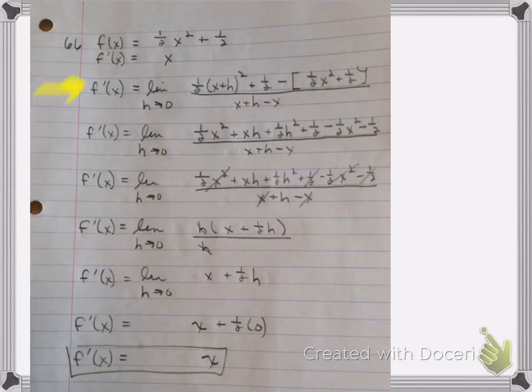Here is my first problem. I've written it out like this for you. So you can see I've got work to do. I have to FOIL this. I have to distribute in here. So that's what I do in the next step.